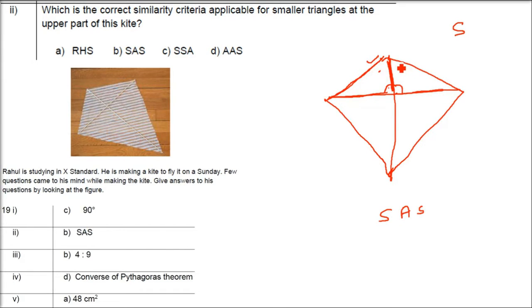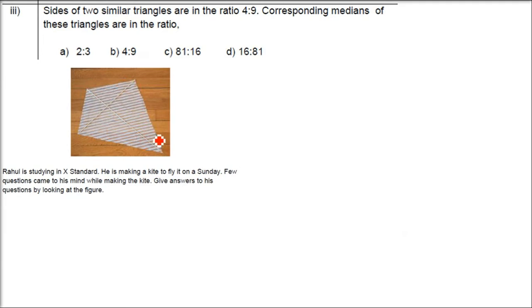Do you know that SSA or RHS even exist? Just let me know in the comment section. What I'm trying to suggest here is that one side is common, another is half, and one angle is 90 degrees. SAS is the best in this case.